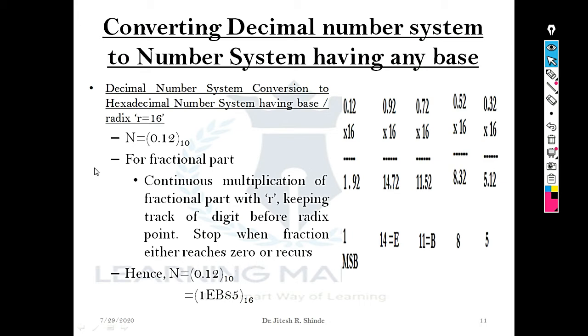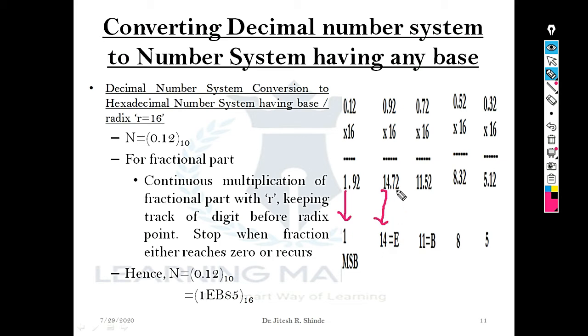The number given here is 0.12. 0.12 multiplied by 16, the result we are getting is 1.92. We have noted down 1. This is our MSB. Now 0.92. The fractional part is not 0, neither recurring. So 0.92 multiplied by 16. The answer we are getting is 14.72. 14 has been noted down here. This is in decimal. The hexadecimal equivalent is E, noted down.